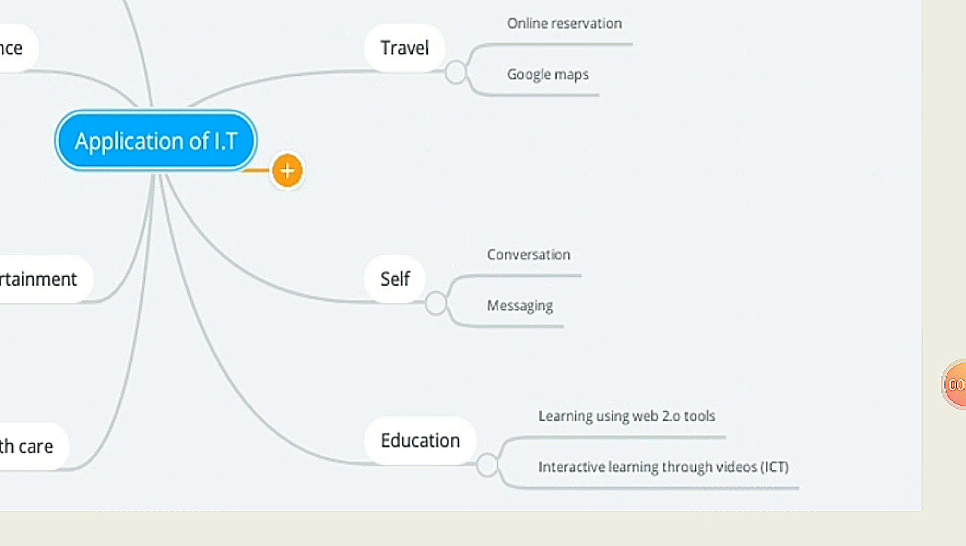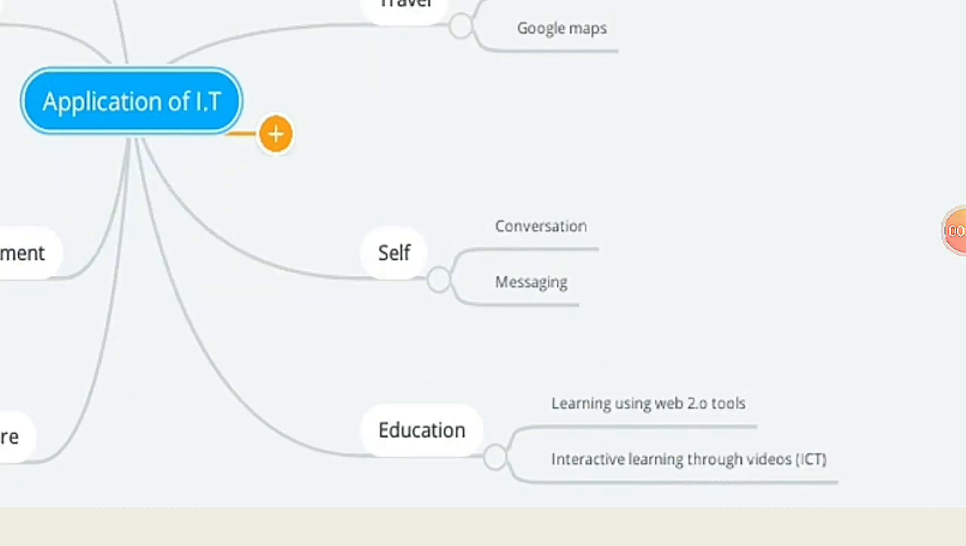For your personal use, you use IT for conversation, for messaging, for email, video calling, etc. IT is also used in education, just like students learn through Web 2.0 tools, just like mind mapping tools, different gaming tools, animation tools, and interactive learning through videos. Many schools use different videos to teach students. This is called ICT. ICT is the abbreviation of information and communication technology.